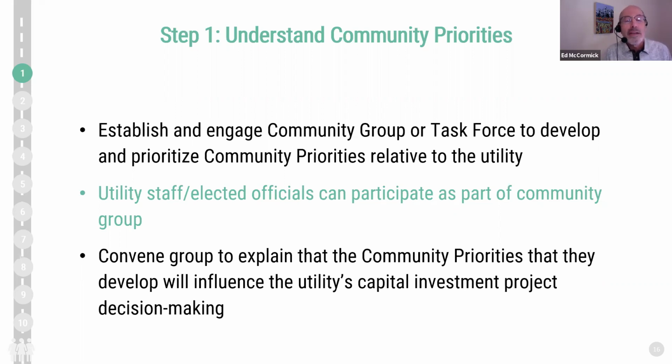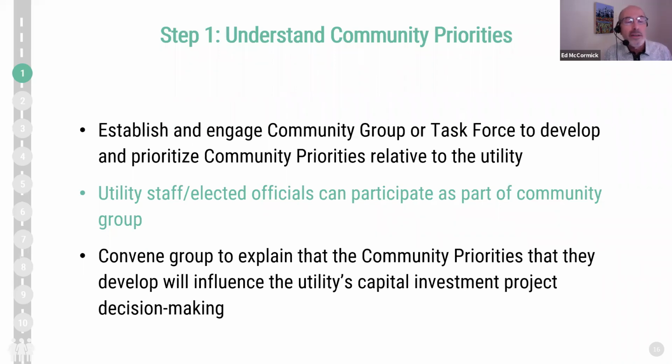What we recommend here is doing this perhaps even on a 3 to 5 year basis. So this is not something that has to be done major project by major project, because community priorities will not change that quickly over time. But establish community priorities up front that can be used to influence goals and objectives on future capital projects over the next several years.